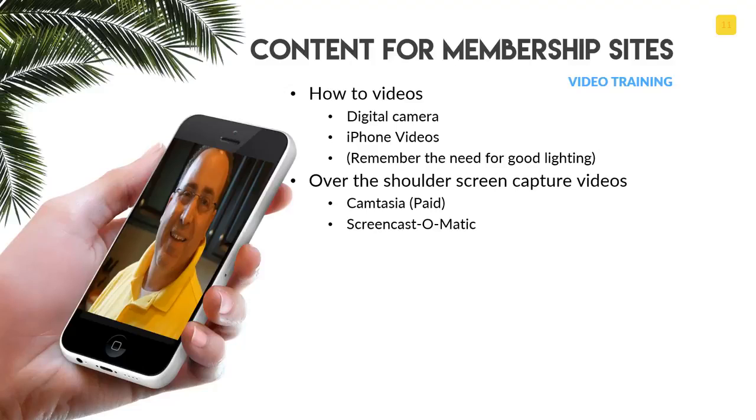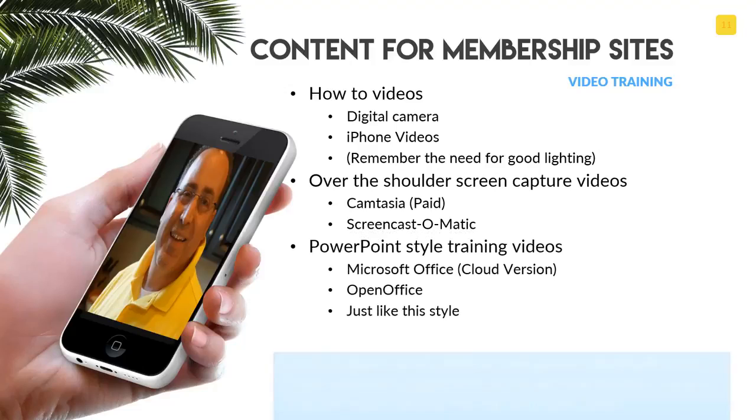So two of the options here is Camtasia. And you can always go check them out, Camtasia.com. That's a paid service, and that is actually what is driving this particular training module right now. There's also another one called Screencast-O-Matic, and that's a free type of service. So there's plenty of ways out there to capture the information that you're looking to deliver to the customer.